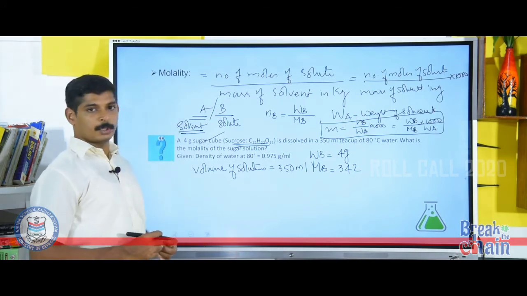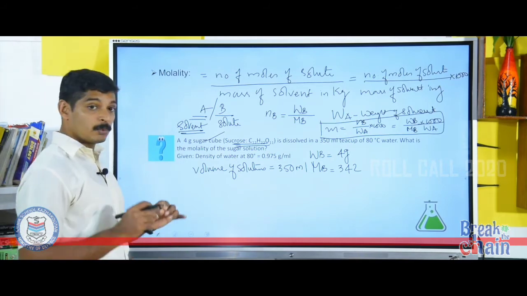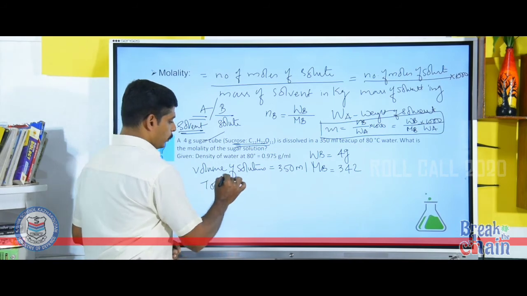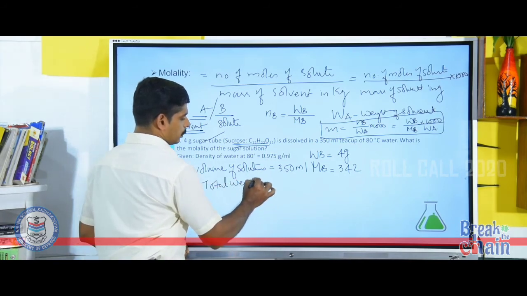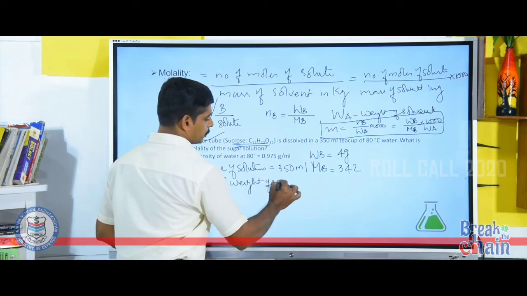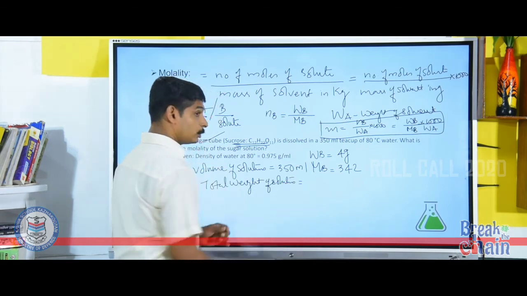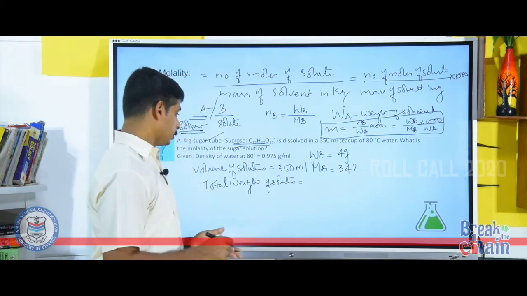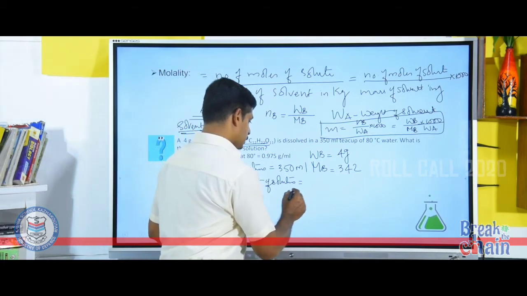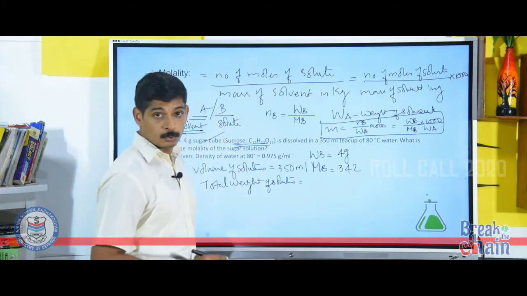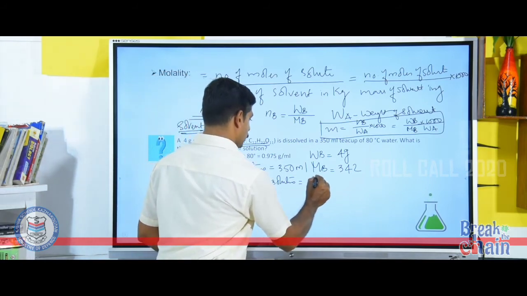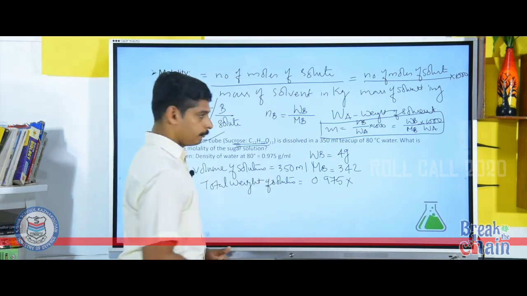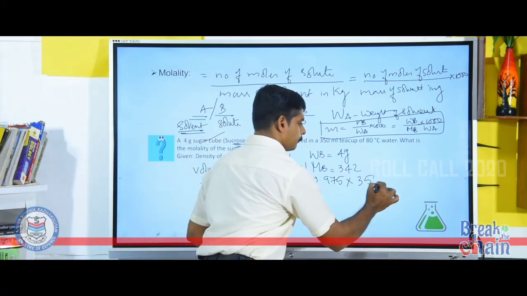So first of all, you find the total weight, the total mass of the solution. If you know the volume and the density, you can find it. The total mass is equal to density into volume, right. So, density is 0.975 into 350.